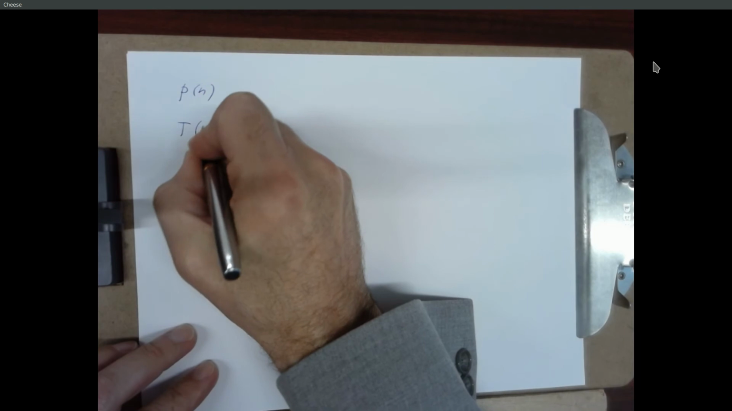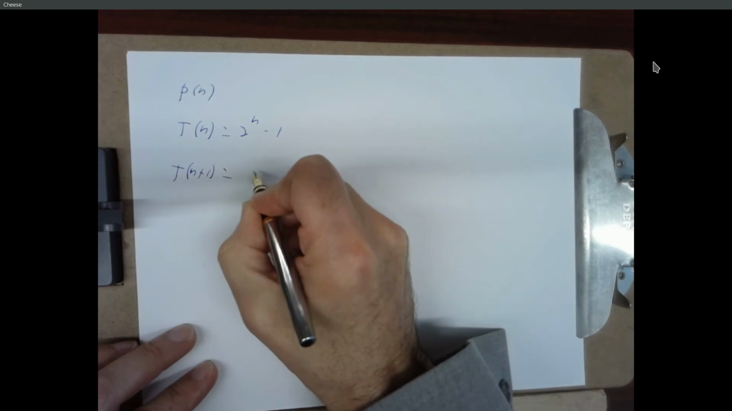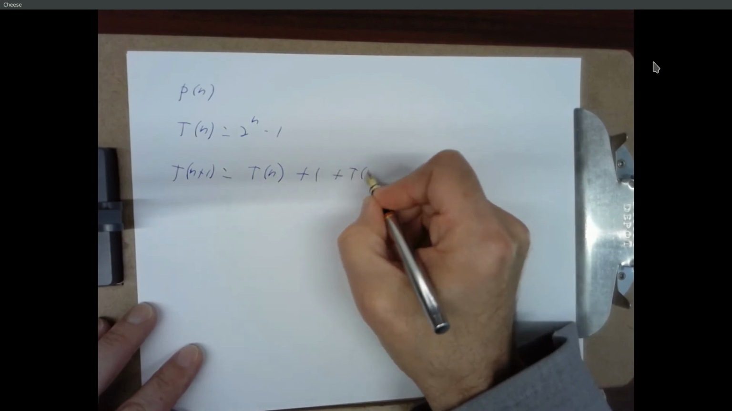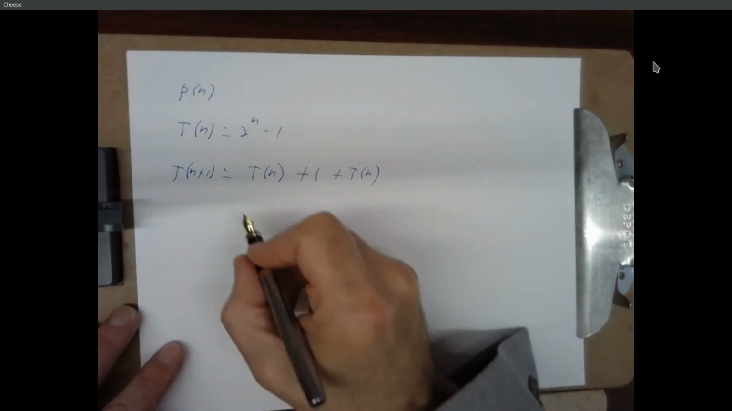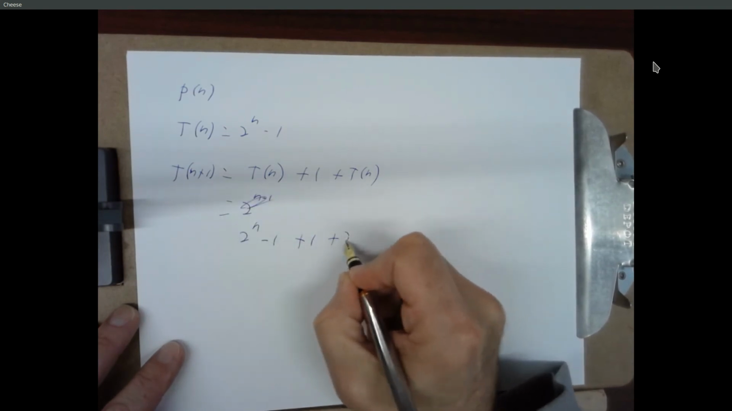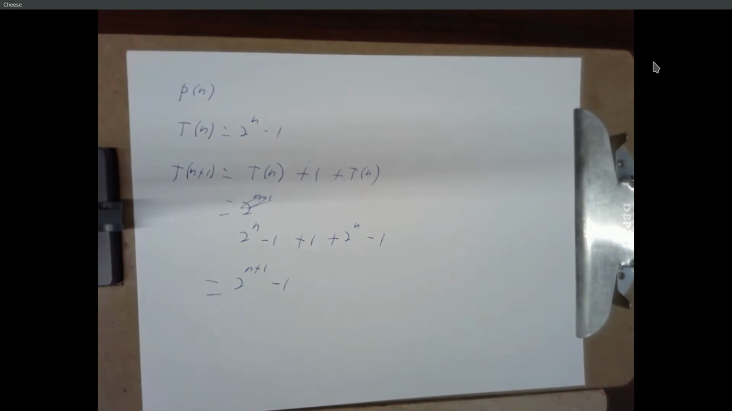Given p of n, so t of n equals 2 to the n minus 1. T of n plus 1 equals the number of moves to move n disks, plus 1 to move the middle disk, plus the number of moves to move those n disks again: 2 to the n minus 1 plus 1 plus 2 to the n minus 1, which is 2 to the n plus 1 minus 1 plus 1 minus 1. So that's a straightforward inductive proof for the number of moves required. But again, it gives us an algorithm.